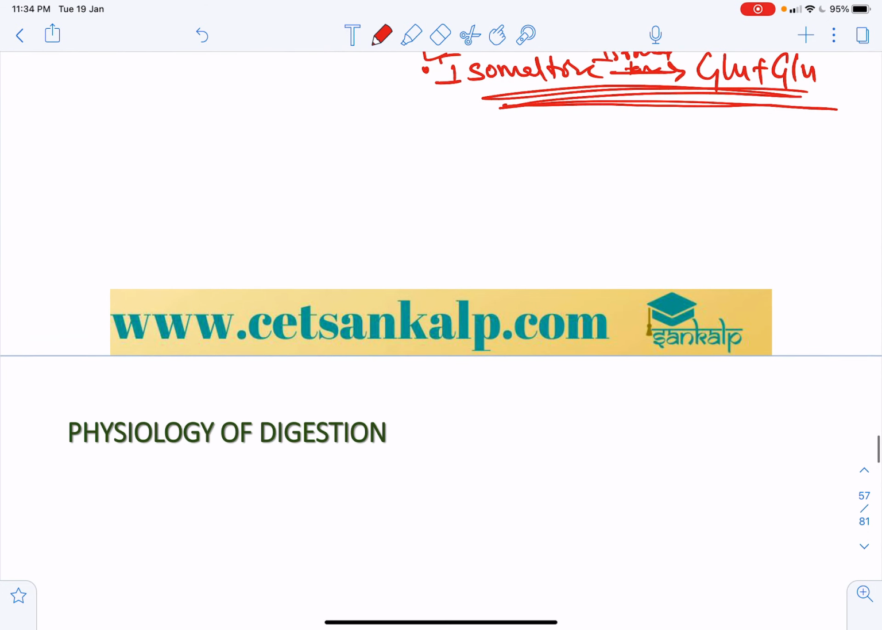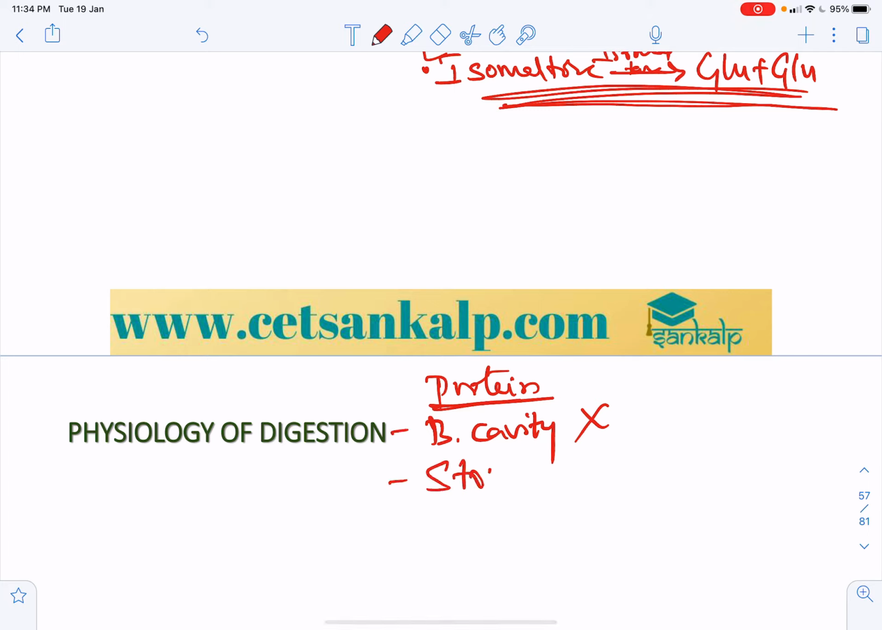So next, digestion of protein, right? First, in the buccal cavity, it won't take place because there are no proteases, whereas in the stomach, this is very important, the digestion of protein starts.